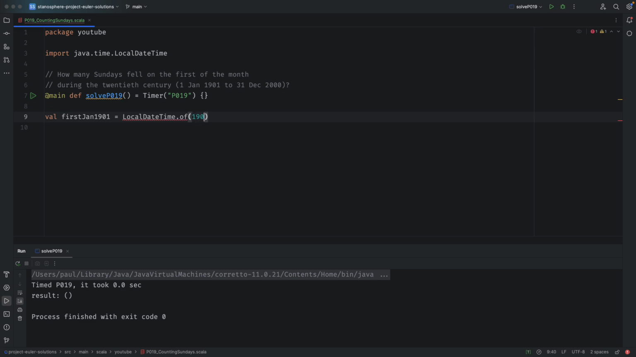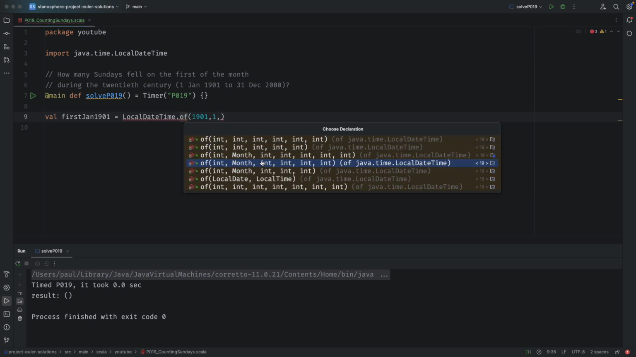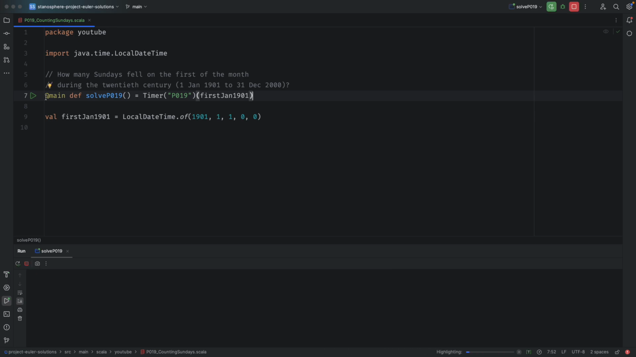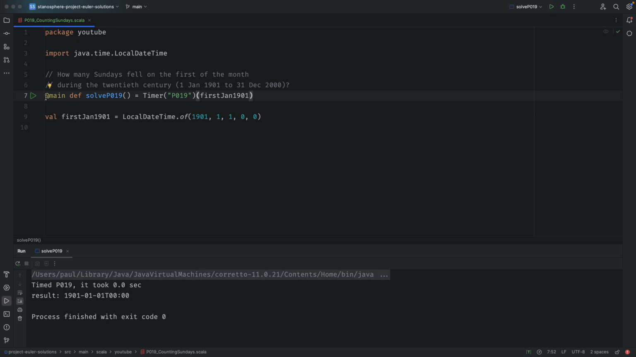So year, month, and then what was it? Oh my gosh. So year, month, day of month, and then maybe that's gonna work. I don't know how many. Okay, that's something. I don't know what that is. Let's just print it. I think my timer class automatically prints stuff. Yeah. So that looks good to me.